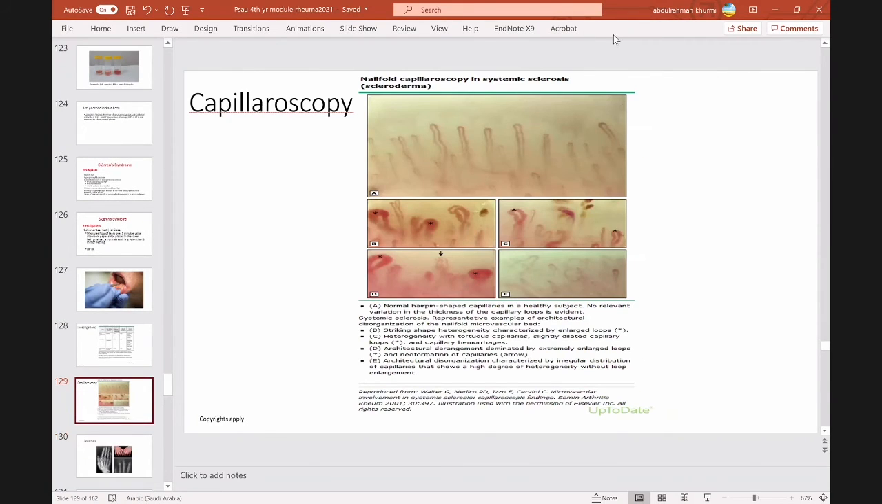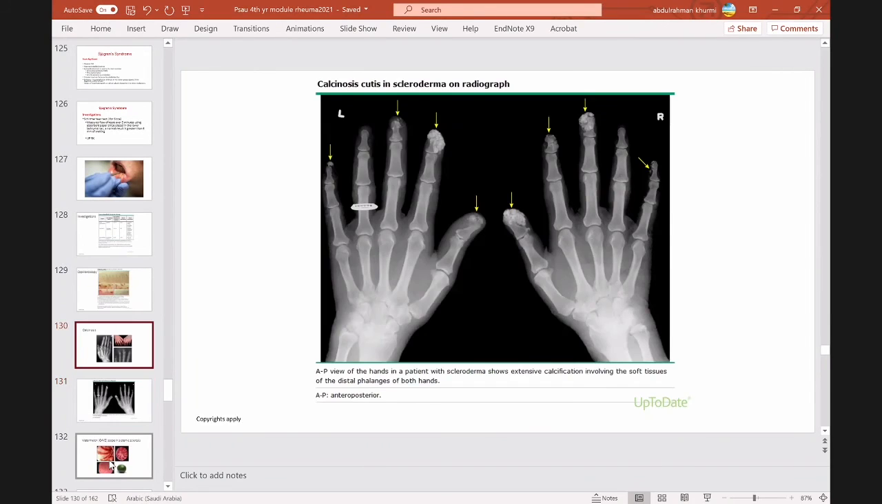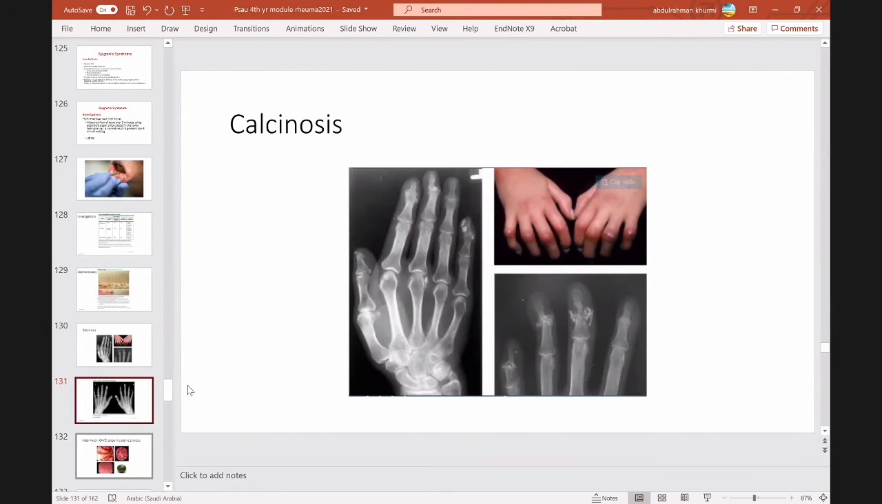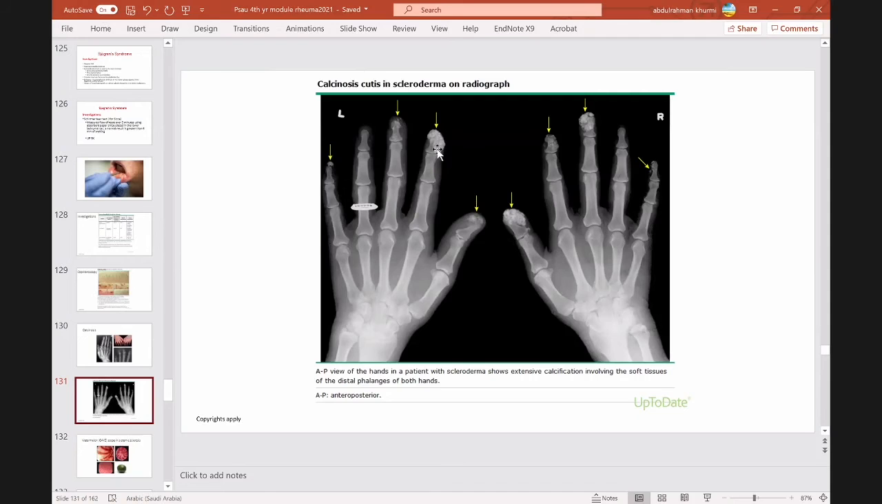And this is what you see in capillaroscopy. Under the nail folds, you see dilated blood vessels in systemic sclerosis, and tightening of the skin, and it can also come with calcinosis. You can see it here.